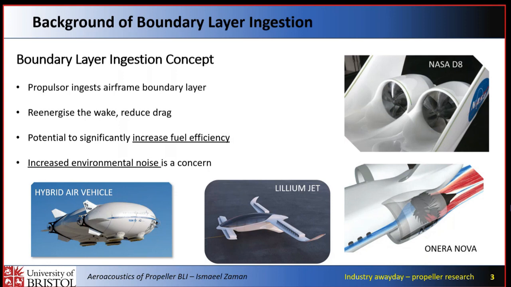So what is boundary layer ingestion? For those of you who may not be so familiar, it's where you take your propulsion system, whether that be a propeller or a turbojet, and place it near your fuselage such that it is ingesting the airframe boundary layer. The aerodynamic picture at the bottom illustrates this quite nicely, where you have your airframe boundary layer that is being ingested by the propulsion system. In doing so, you can potentially re-energize the wake, reduce drag, and therefore potentially significantly increase your fuel efficiency. But because your inflow to your propulsion system is no longer uniform and potentially more turbulent, this does raise the concern of increased environmental noise.